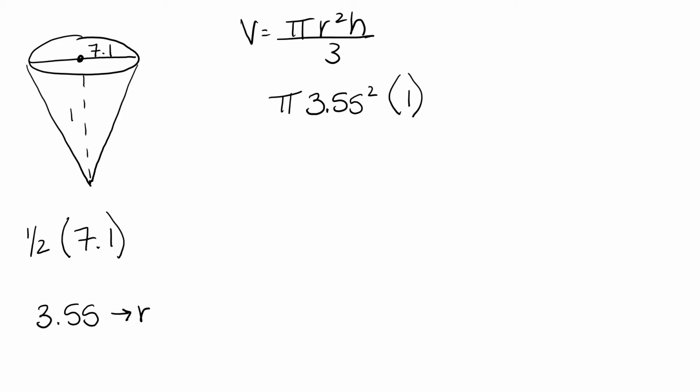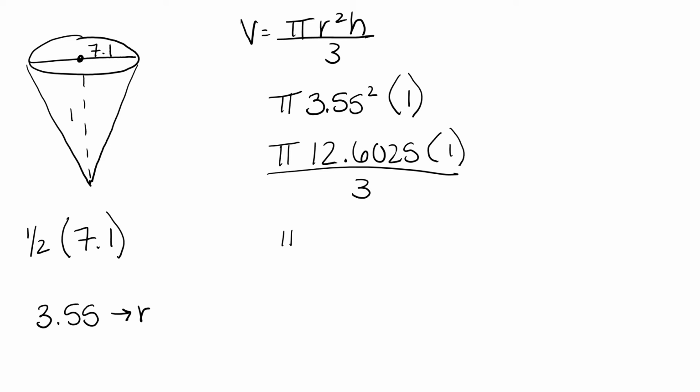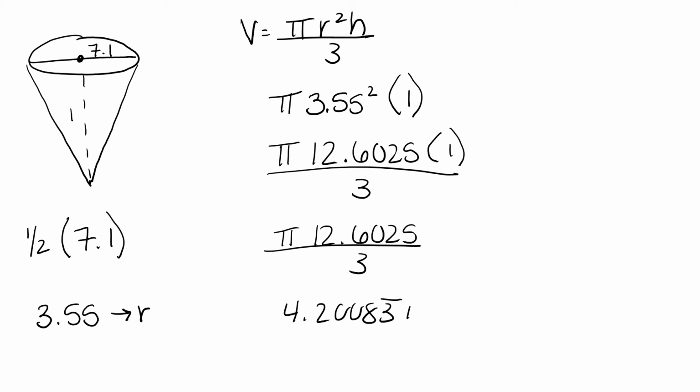Starting with the exponents first, 3.55 squared is going to give us 12.6025. We multiply that by 1 and get 12.6025. We divide that by 3 and get 4.20083 repeating. We leave all of that in our calculator, don't round it yet.